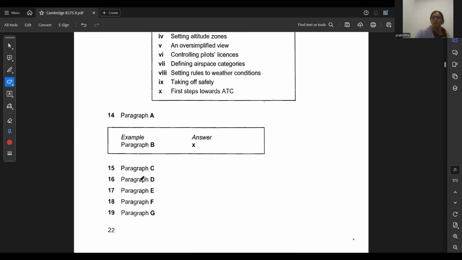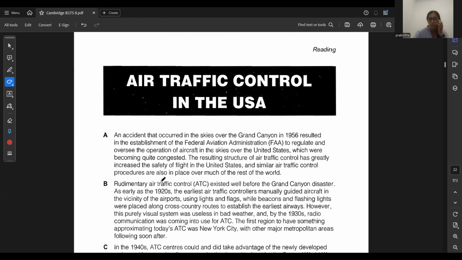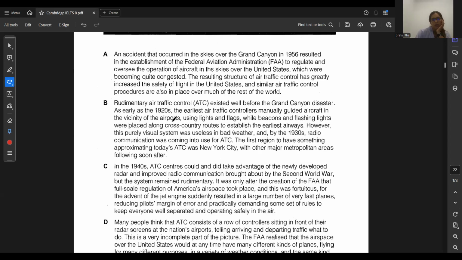So we have to talk about what paragraph C is talking about, what paragraph D is talking about, E, F, G. So C, D, E, F, G. Let's do one thing. Let us just go ahead and read these particular paragraphs, right? So let's start from C. What is the topic about?